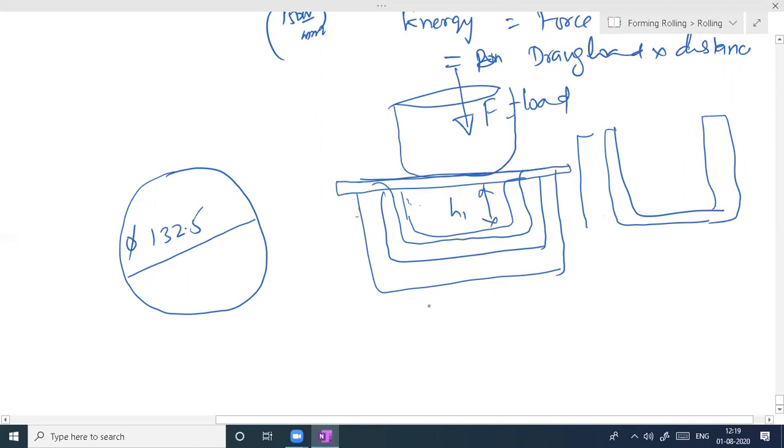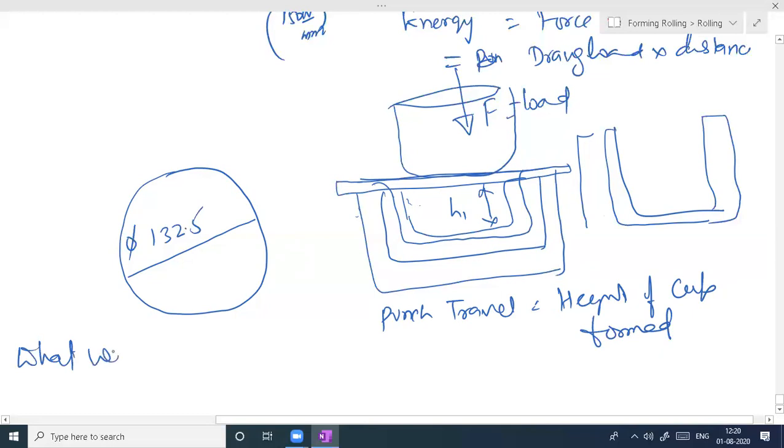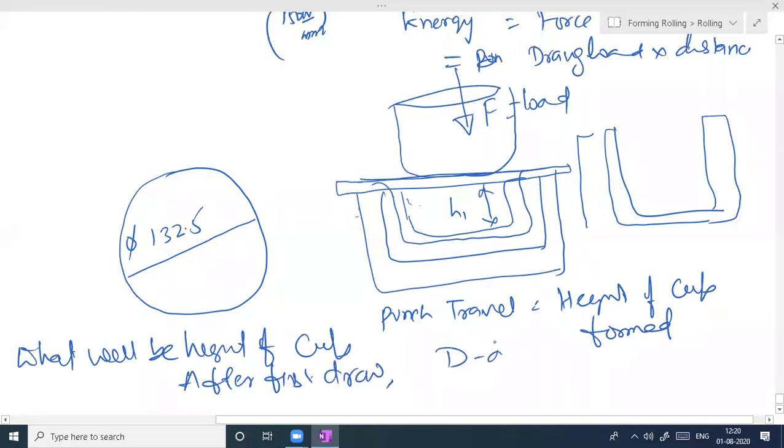This height means H1, which means punch travel will be equal to the height of the cup formed. So what will be the height of the cup after first draw? Because reduction is 40%. So what is the diameter after first draw?